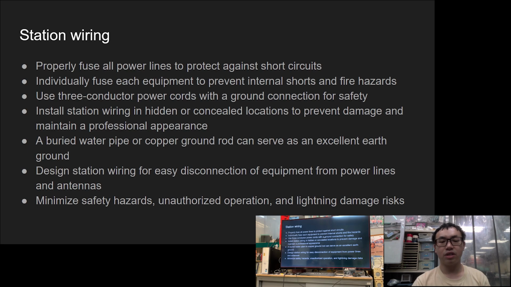Okay, 3 conductor power cords. I don't think it is necessary. I don't think it is common in Hong Kong, but you know that a grounding connection is important.